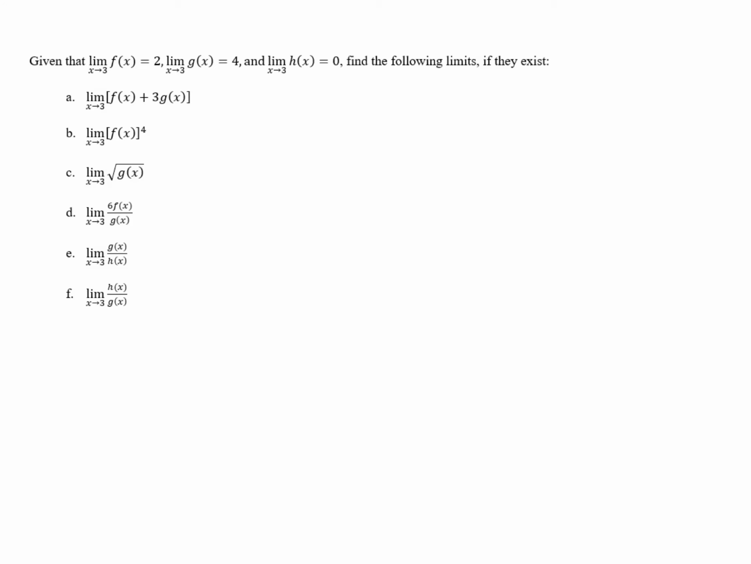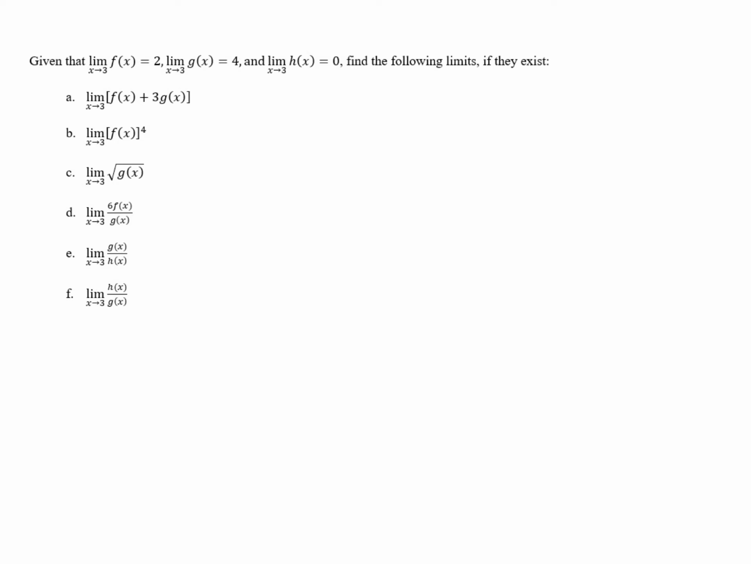Given that the limit as x approaches 3 of f of x equals 2, the limit as x approaches 3 of g of x equals 4, and the limit as x approaches 3 of h of x equals 0, find the following limits if they exist. Let's go through these one at a time. We'll start with the first one, part A.